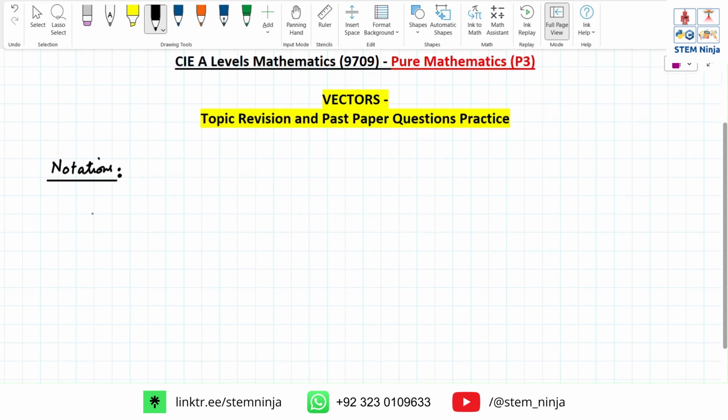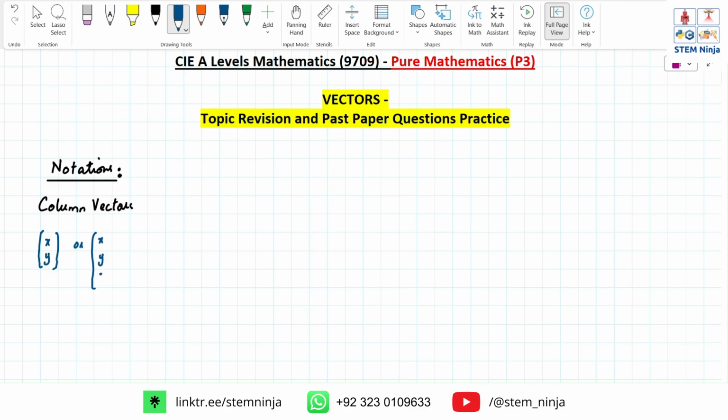So the easiest one are the column vectors. Column vectors, as the name suggests, have components arranged in column format or column vector format. So x, y, z represent the displacement in x, y, and z axes.